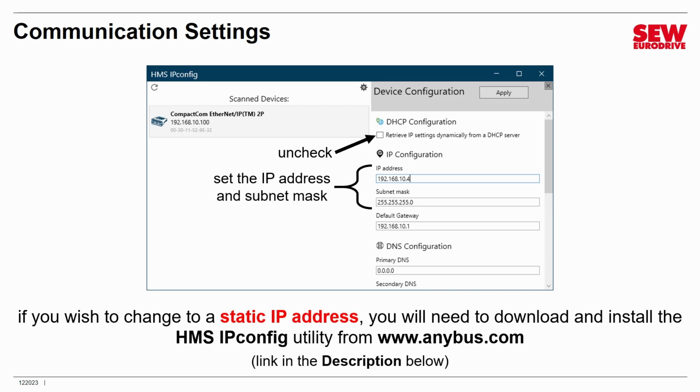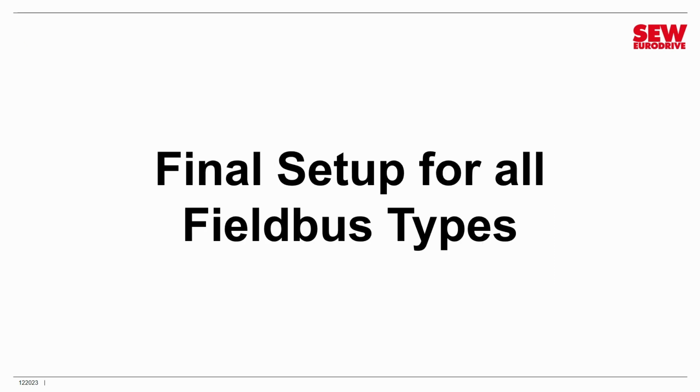And then once you've done that, finally you just click Apply. That will change the IP address in the Fieldbus card, and now it's good to go. And that is all you have to do to set up a Fieldbus card on a MOVITRAC LTP-B. Pretty simple and straightforward. Now we have some final setup.